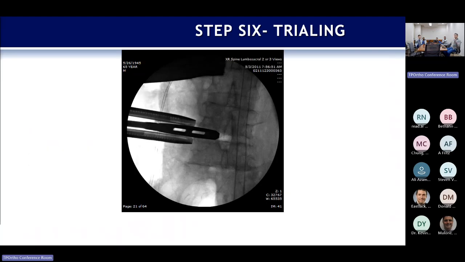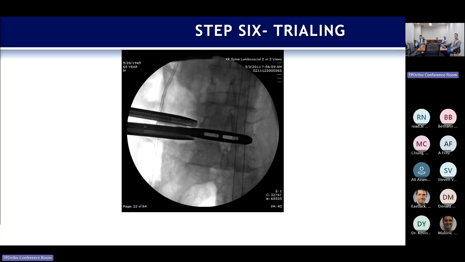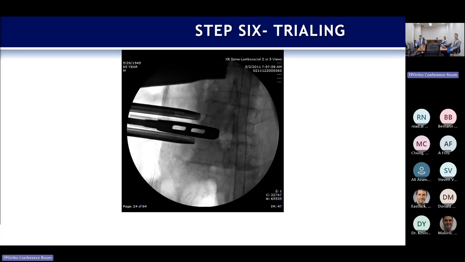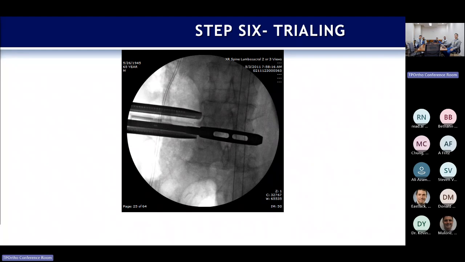Sometimes we take it across to get a full release. And here you can see us lifting this thing way up. That's a 12. A lot of times I'll base this off of what the adjacent levels are doing, what I think it needs, and then the bone quality of the patient.